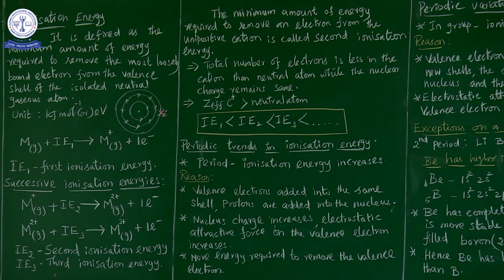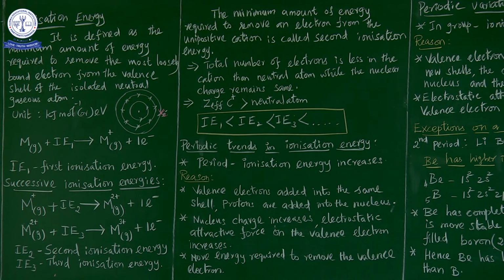So what is the reason for the increase in ionization energy along the period? We already discussed the reason in atomic radius, in period and group. The same reason is used to explain the ionization energy in period. In atomic radius, along the period the atomic radius decreases. What reason did we see for that?